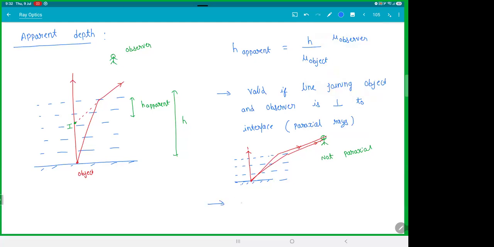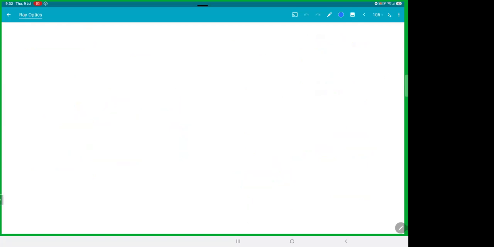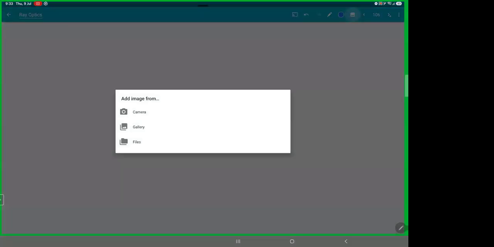And the second thing, all distances, right? When you got that h apparent and h, these are measured from the interface. They're not measured from the observer. Clear? So this is how it would look.